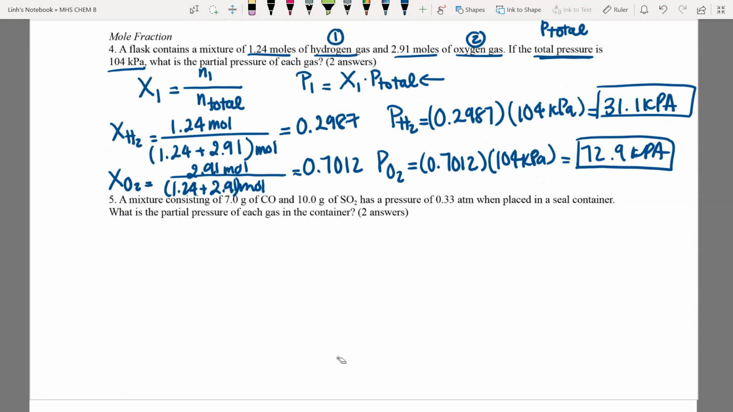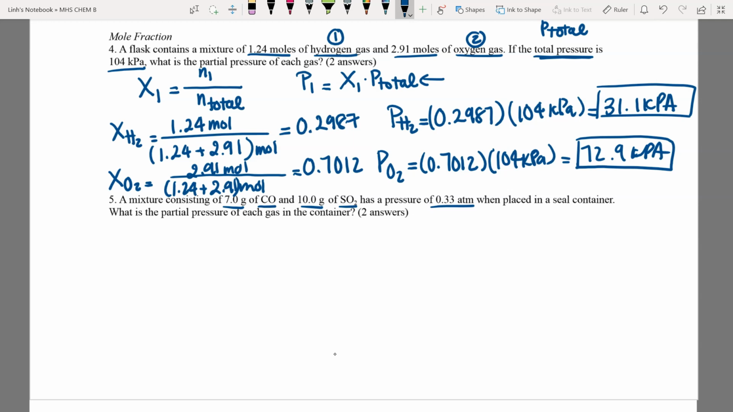Let's look real quick at number 5. I want to tell you the strategy of how to approach it, and then you can work it out on your own. For number 5, instead of giving you the moles of each gas, I'm giving you the mass, so you're going to have to take an extra step to find the number of moles. Here I have 7 grams of CO and 10 grams of SO2. This mixture has a pressure of 0.33 atm. I'm asking what is the partial pressure of each gas. Once again, two gases, CO and SO2.